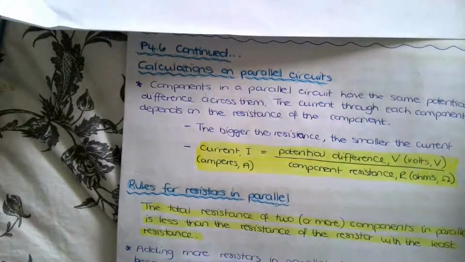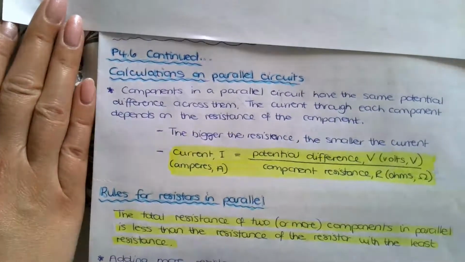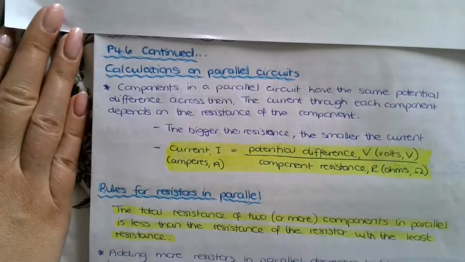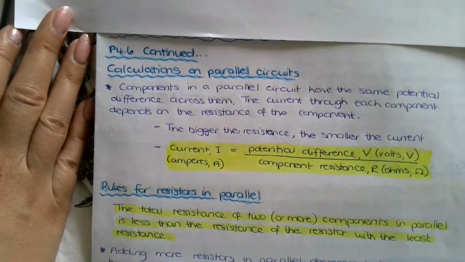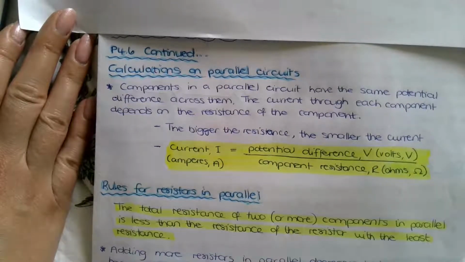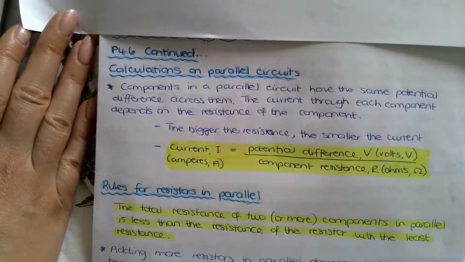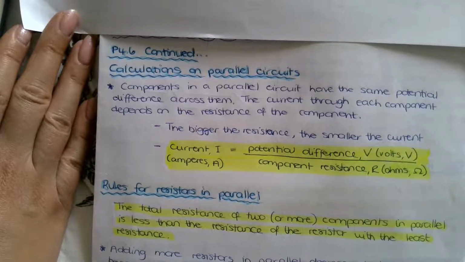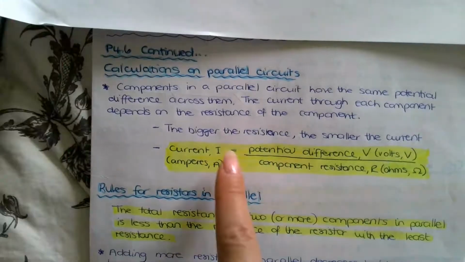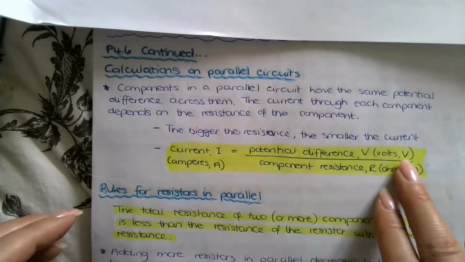The flow of charge per second through each component is the current going through it. And then just continuing on. So calculations on parallel circuits. The components in a parallel circuit have the same potential difference across them, which is why I've got the same voltmeter readings. The current through each component depends on the resistance of the component. So if it's got more resistance, less current will be going through. So the bigger the resistance, the smaller the current. And to work out current, we should know this equation already. So current equals potential difference divided by the component resistance. And remember, there's different letters that represent different things. Don't get confused with the unit letters.